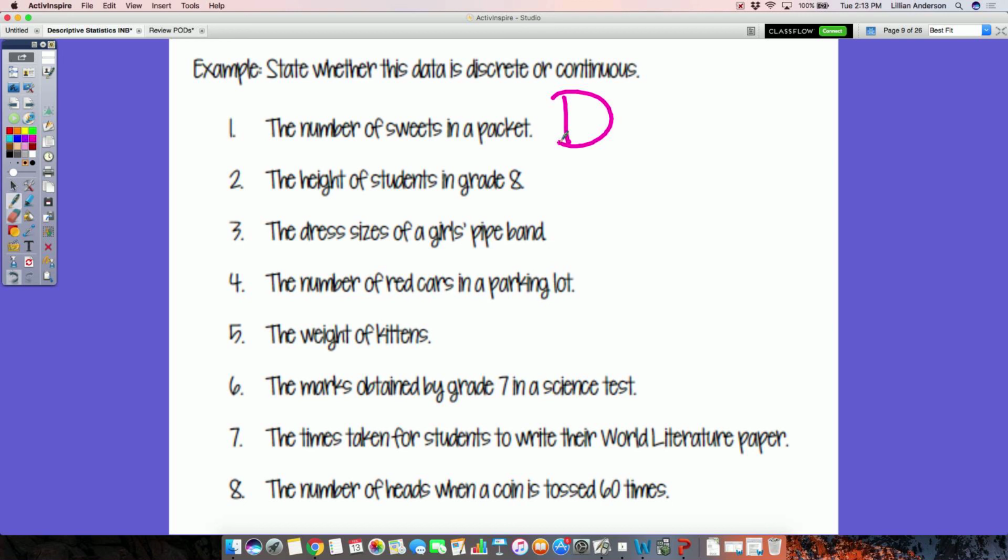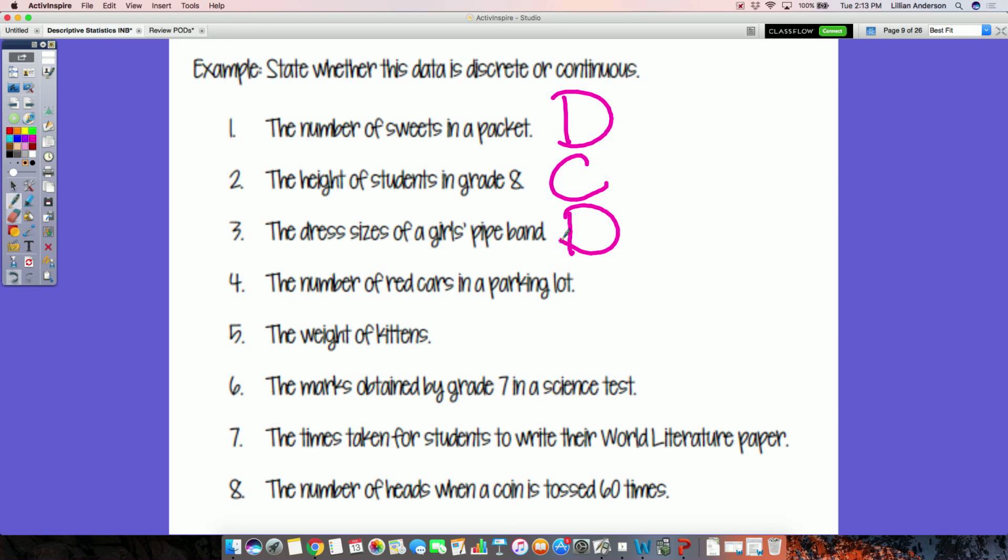What about the heights of students in grade 8? Continuous, okay? It takes on a range of values. The dress size of a girl's pipe band of our Scottish unit. The girls' dress sizes. Discrete. This one is discrete, okay? It takes on a specific value. You look right now at your pants, right? You're either wearing a size 4 or a size 34 or whatever. That takes on a specific value, okay?